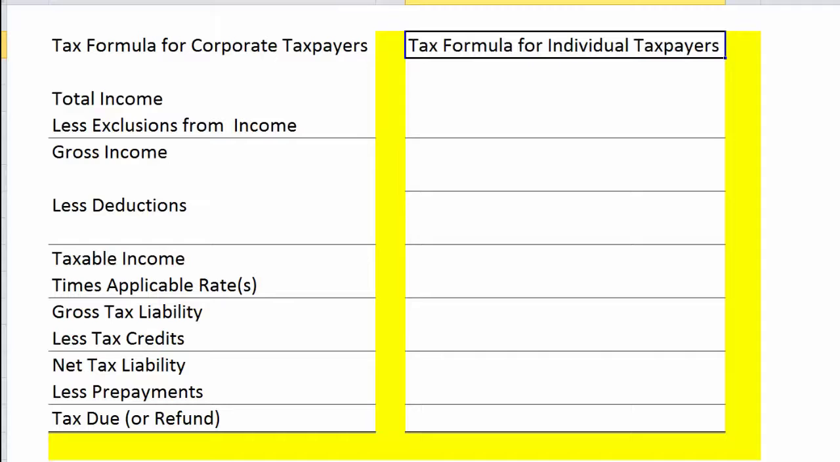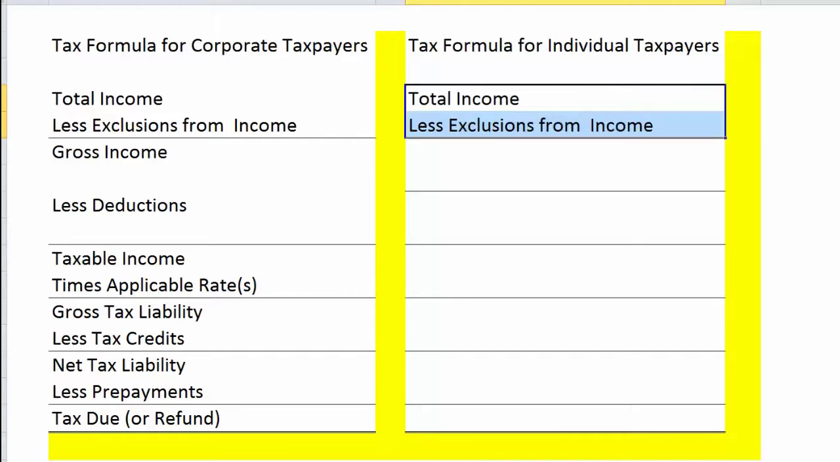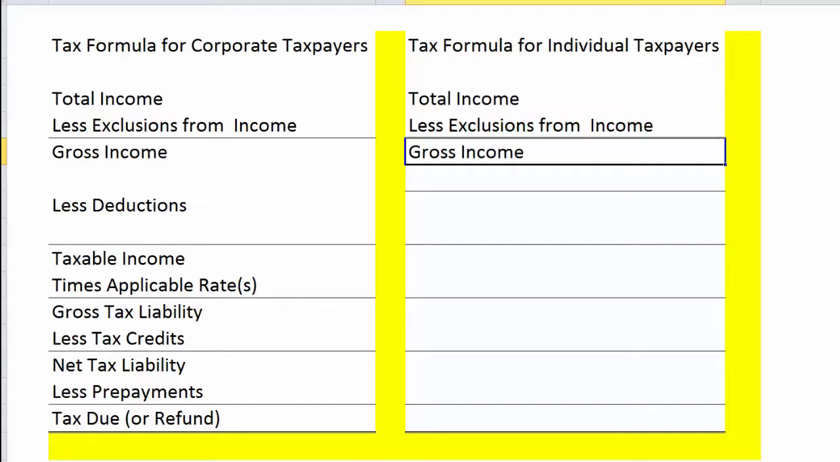The tax formula for individual taxpayers is going to look a lot like the corporate taxpayers. We have total income and exclusions from income that bring us down to gross income. But here's where the big difference lies. We have deductions for AGI. AGI stands for adjusted gross income.